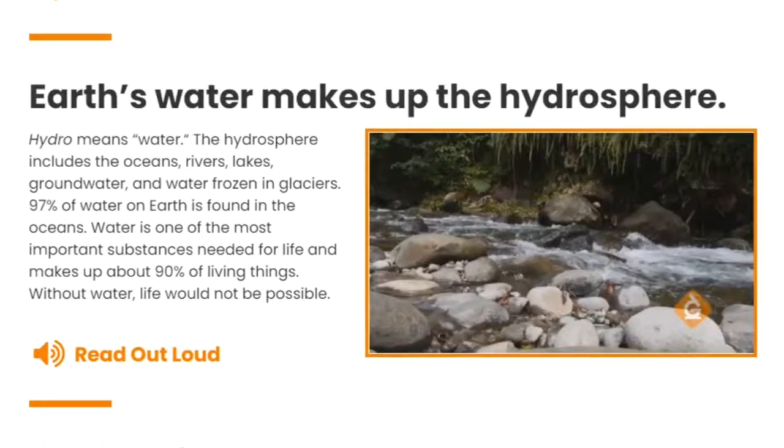Earth's water makes up the hydrosphere. Hydro means water. The hydrosphere includes the oceans, rivers, lakes, groundwater, and water frozen in glaciers. 97% of water on Earth is found in the oceans. Water is one of the most important substances needed for life and makes up about 90% of living things. Without water, life would not be possible.